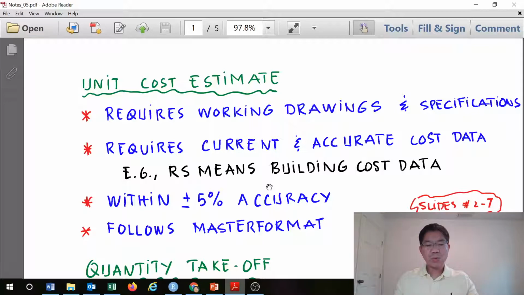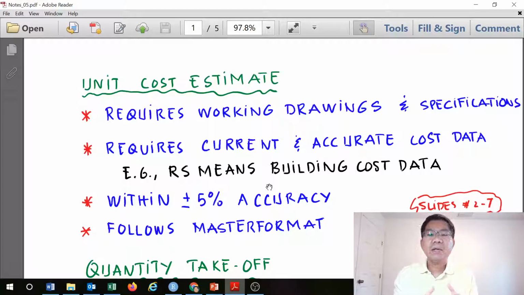Otherwise, if we don't have working drawings like this, then we go back to the previous three methods: order of magnitude, square foot or cubic foot cost estimate, or assembly or system estimate, which we discussed in the previous lesson. It also requires current and accurate cost data, because to do the estimate we only have two items. The first is the quantity, which for this method comes from the drawings and specifications. The second is the cost data, which can come from the company database, applied currently.